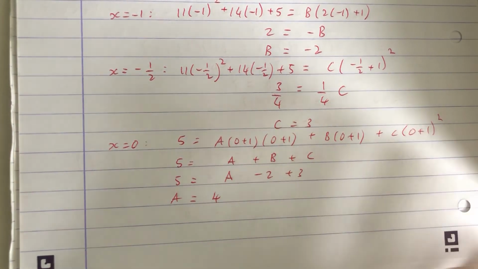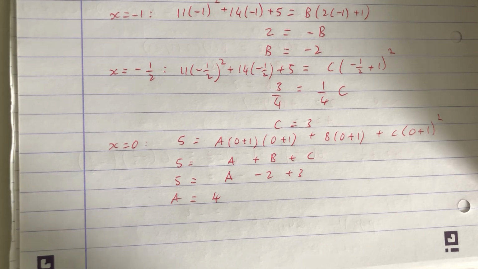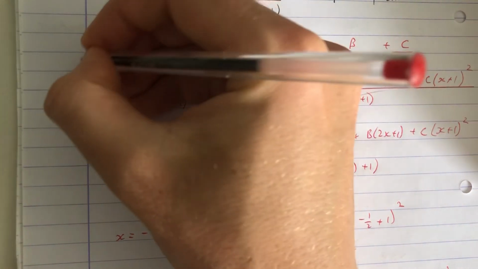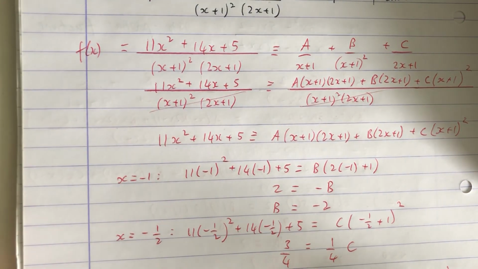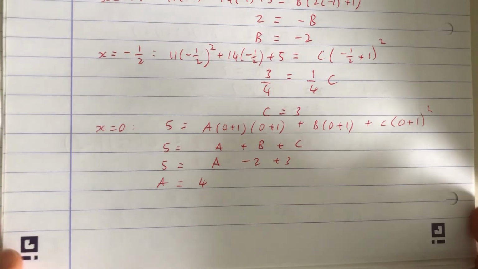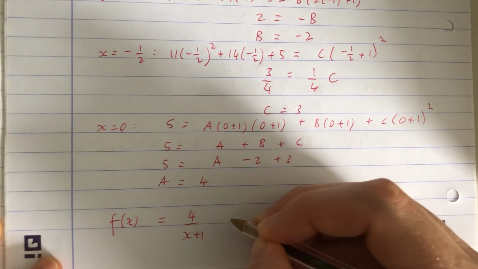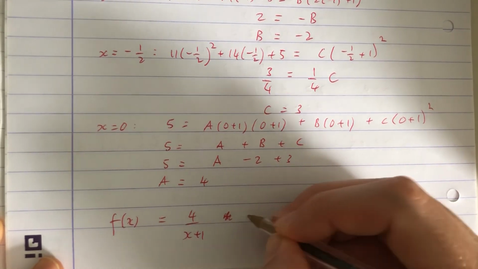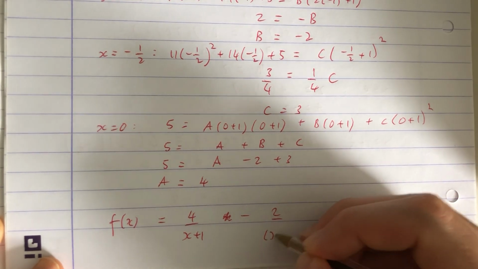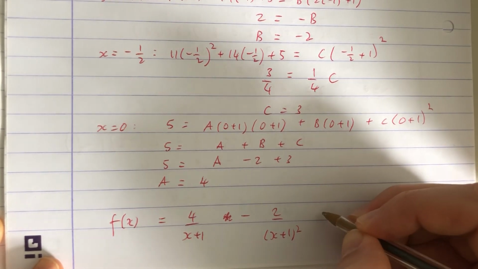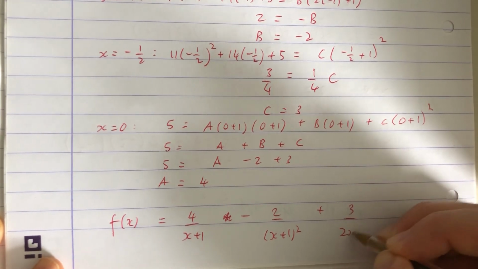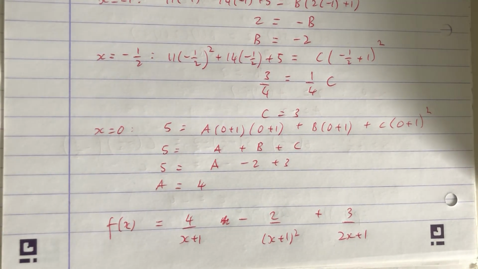Now, in order to get the final mark in an exam, you have to write the entire thing. So I'm going to call that original partial fraction expression there, f of x, and then state f of x is equal to 4 over x plus 1 plus, subtract 2 over x plus 1 squared plus 3 over 2x plus 1. And that would be my final answer. And that's pretty much it.